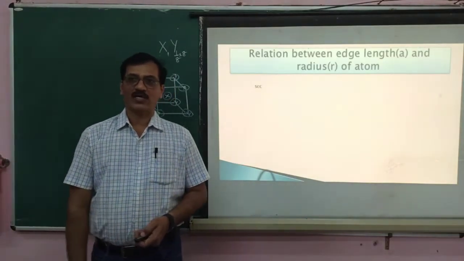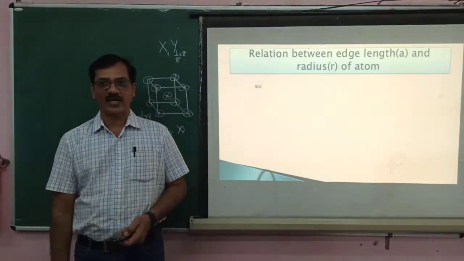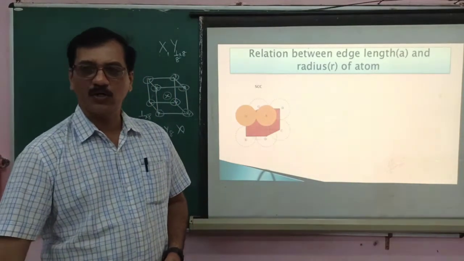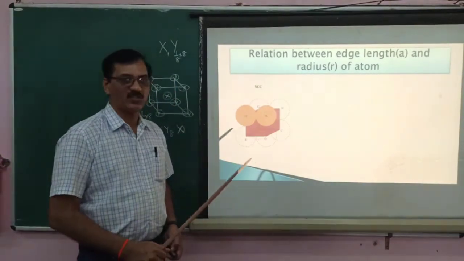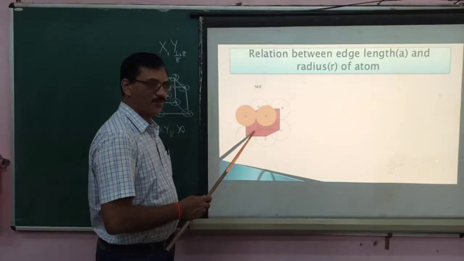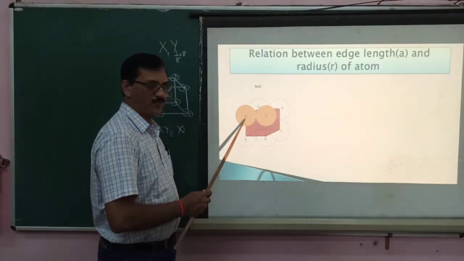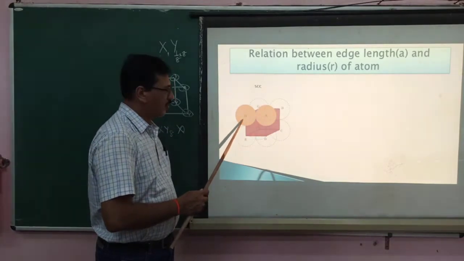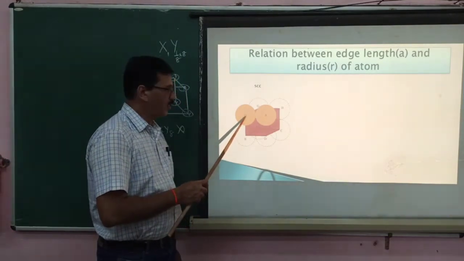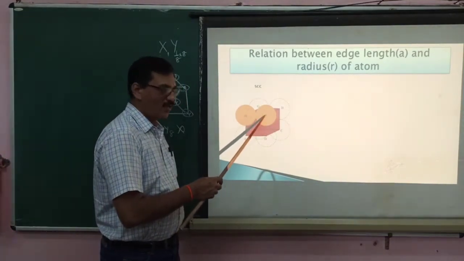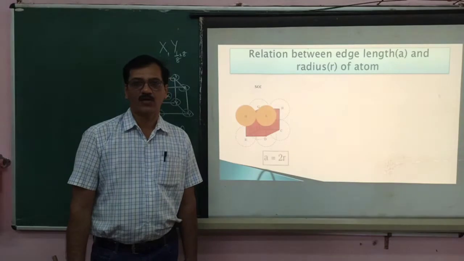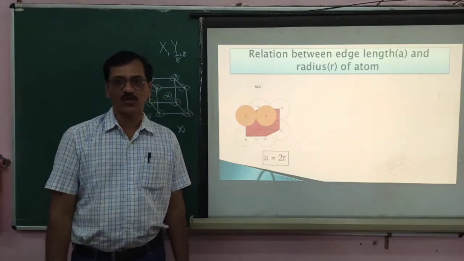Now let us see what is the relationship between the edge length and the radius of the atom. In the arrangement, we can find the relationship between radius r and edge length. So here is the unit cell and these are the atoms. These are the adjacent atoms. Now you can see the distance between these centers itself will be the edge length. So r plus r is equal to edge length. Therefore, a, the edge length, is equal to 2r.